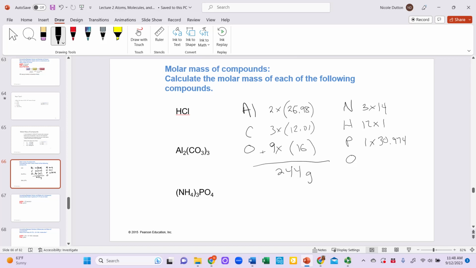And oxygen. So we have 4 oxygen, and oxygen is 16. We're going to add these all together, and we can do it all at once in our calculator. Parentheses, 3 times 14, close your parentheses, plus parentheses, 12 times 1, close your parentheses, plus parentheses, 1 times 30.974, close your parentheses, plus parentheses, 4 times 16, close your parentheses, equals 148.97, in other words, 149 grams rounded to 3 sig figs.